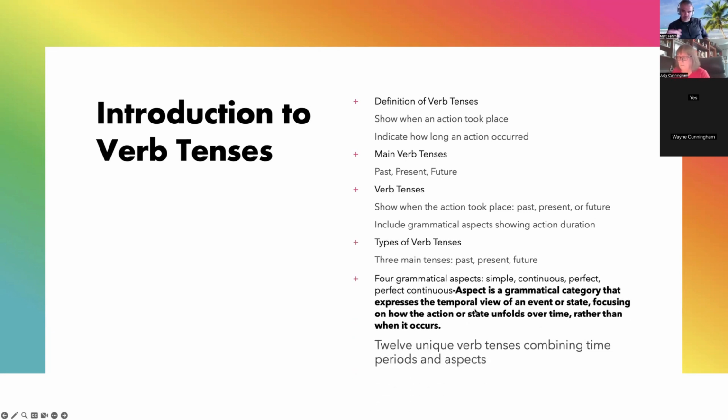So aspect, right, is a grammatical category that expresses the temporal view of an event or state, focusing on how the action or state unfolds over time rather than when it occurs. So it's kind of like describing it, if we're talking about something that happened in the past, is it ongoing? Did it cease, did it stop? Is it going from that point all the way to now?